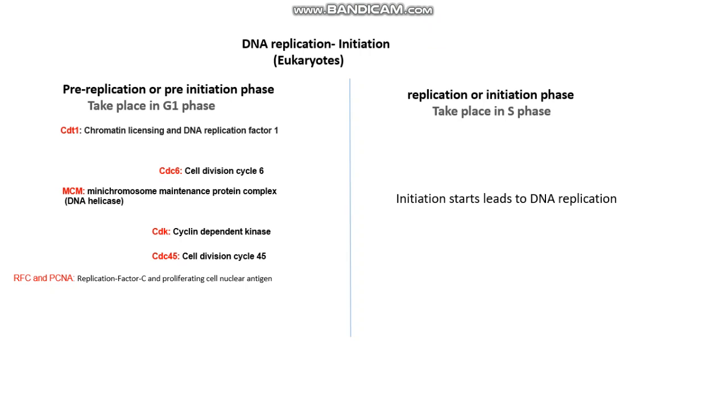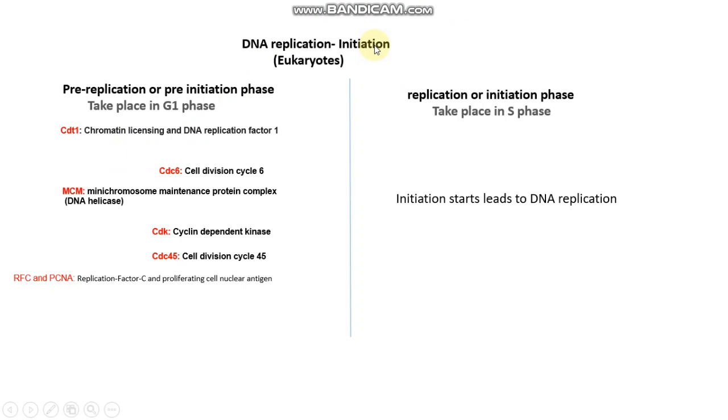In this tutorial video, I'll discuss DNA replication, mainly the initiation phase in eukaryotes. This process is different in eukaryotes and prokaryotes, and eukaryotic replication is much more complex compared to prokaryotes. DNA replication occurs before the cell division, and it occurs in the nucleus.